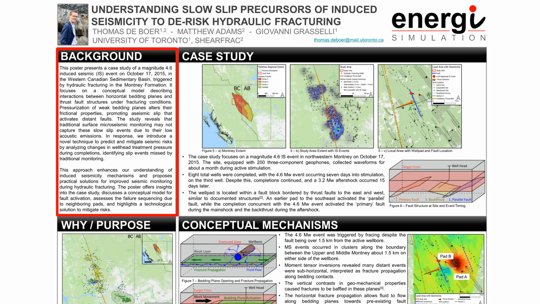For some background, this poster presents a case study of a 4.6 magnitude event which occurred in 2015 in northeastern British Columbia during hydraulic fracturing operations. The hydraulic fracturing took place within the Montney Formation.